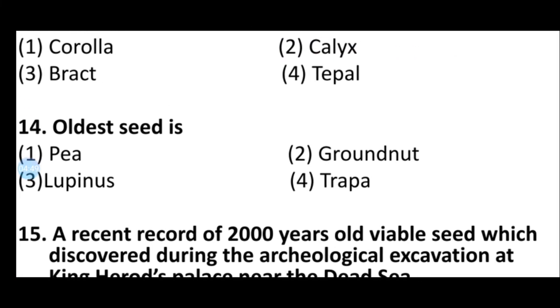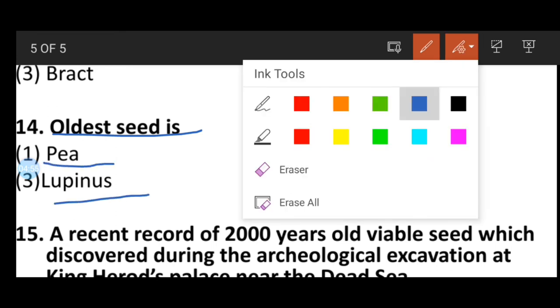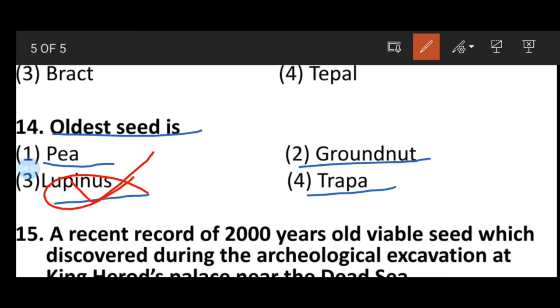Question number 14. Oldest seed is: option number 1 pea, second groundnut, third is the lupinus, fourth is the trapa. So here the correct answer will be the lupinus, which is the oldest seed.